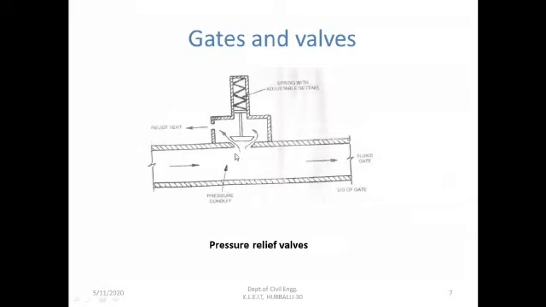You can see here there is a relief vent also, and you can see the spring with adjustable setting. Whenever the pressure is more in the conduit, it escapes out here, the spring will rise, and through this relief vent it goes outside. This is how the pressure relief valves work.